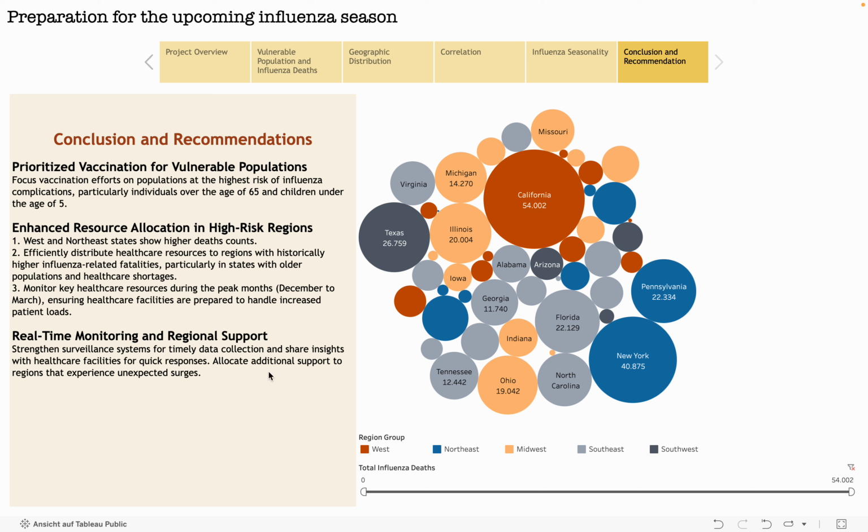This storybook serves as a guide for making data driven decisions to prepare for the upcoming influenza season in the US.